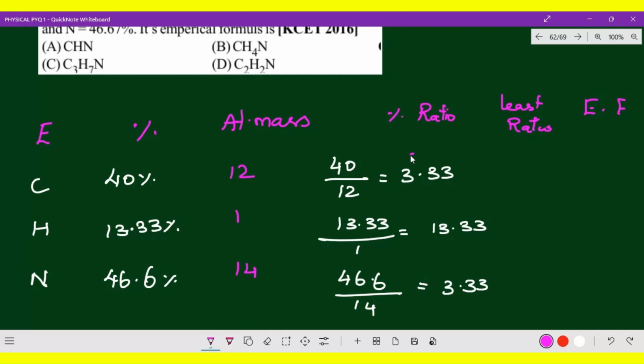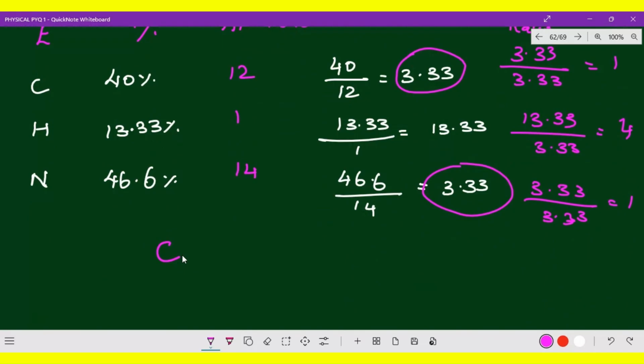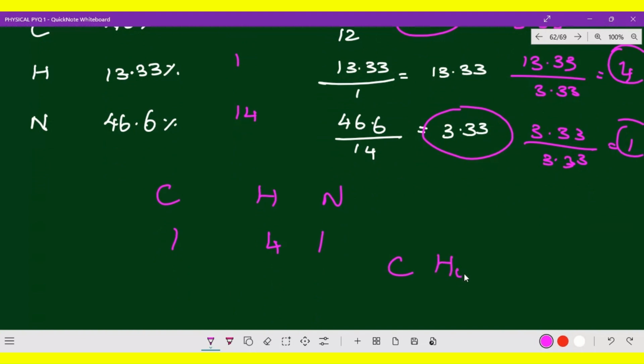Which is the least? This one as well as this one, both are similar, so we can take that. 3.33 divided by 3.33 gives 1. In the same way, 13.33 divided by 3.33 gives around 4. And 3.33 divided by 3.33 gives 1. So the empirical formula: carbon, hydrogen, and nitrogen in the ratio 1, 4, 1, so CH4N. They are asking only the empirical formula, not the molecular formula.